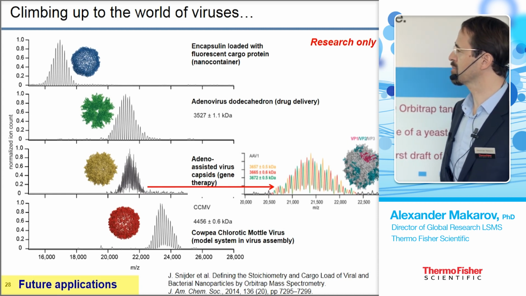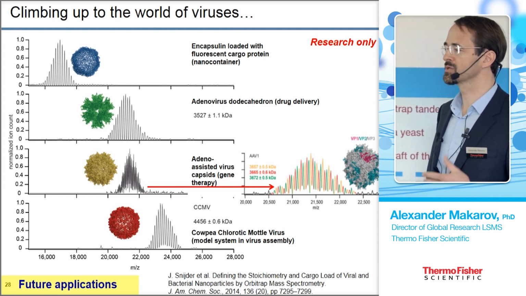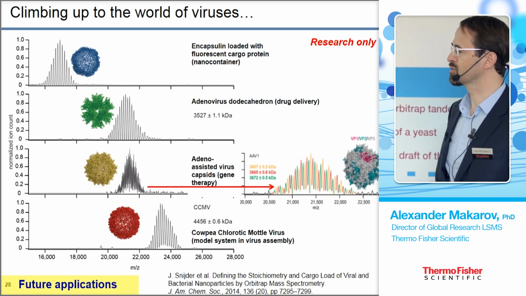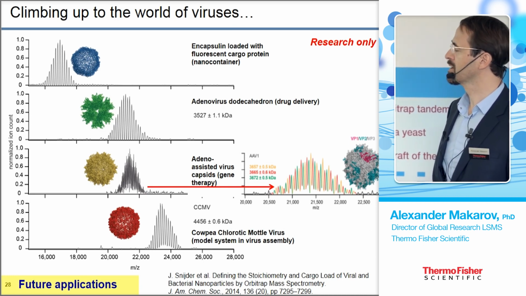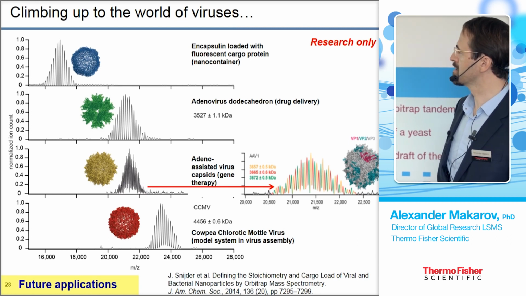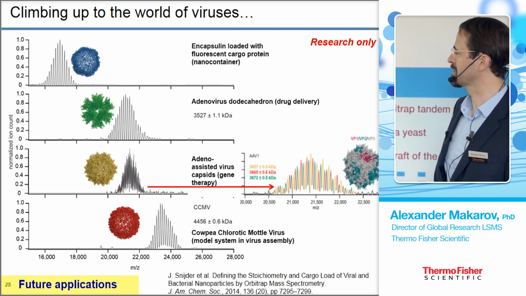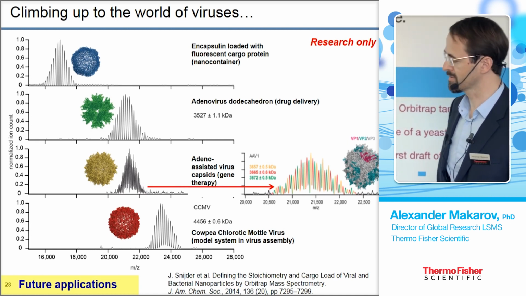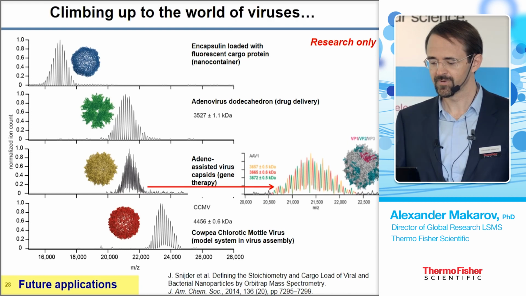And image current detection brings high resolution, because we don't need to convert ions into secondary particles. Therefore, we could get higher resolution of detection, and this allows us to separate different forms of viral particles. And this continues to be an area of active research.